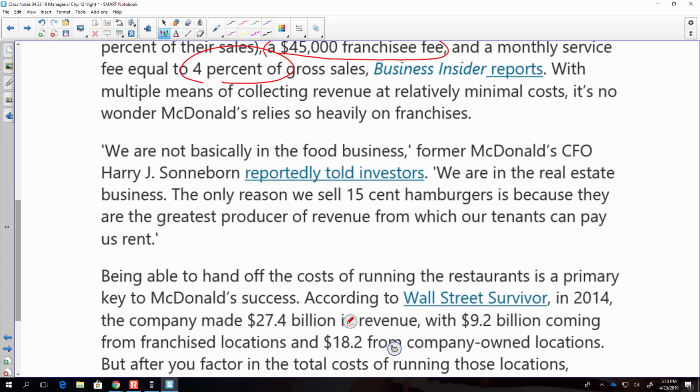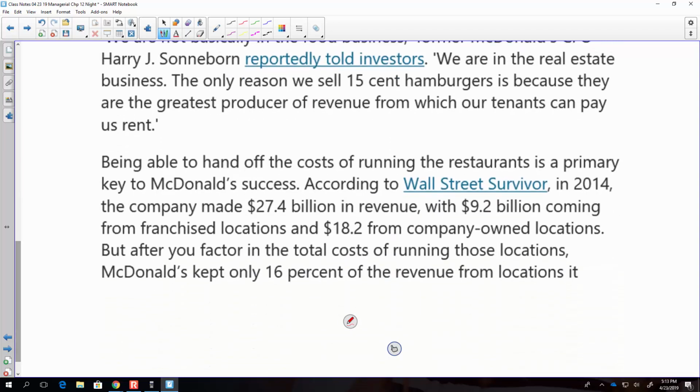And it talks about that, and that's why I'm introducing it in this chapter, is because they're into property management basically and capital investment. So their revenues generate, what is it, 27.4 billion, with 9.2 coming from the franchise, 18 from company-owned leases. So, anyway, hopefully that gives you some background information.